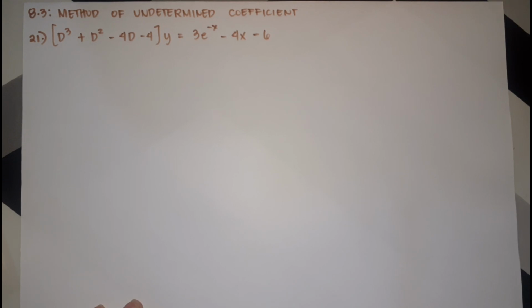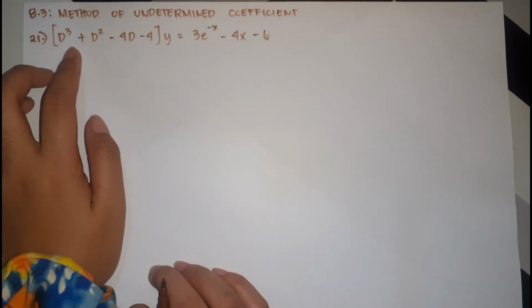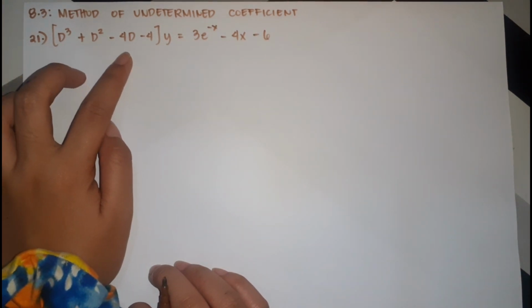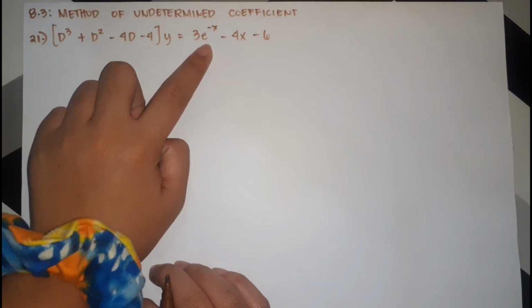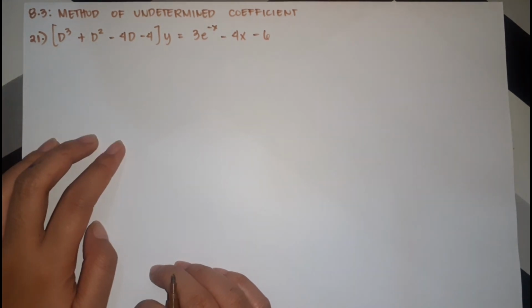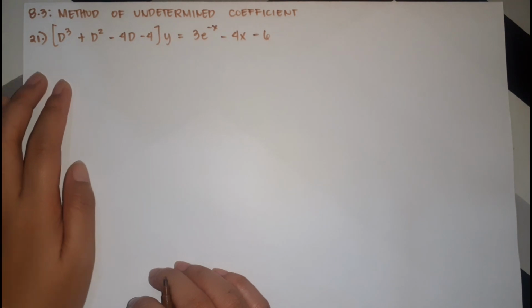So hello guys, in this video we are going to solve another example of a non-homogeneous differential equation using the method of undetermined coefficients. We have here another example: D cubed plus D squared minus 4D minus 4 times y is equal to 3e raised to negative x minus 4x minus 6. First, we are going to solve for the complementary solution of this differential equation.